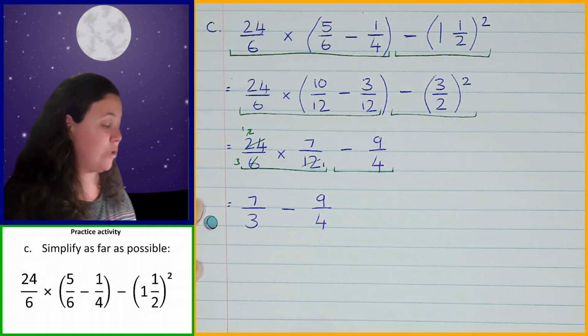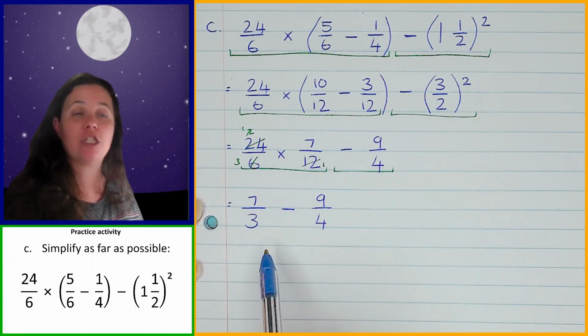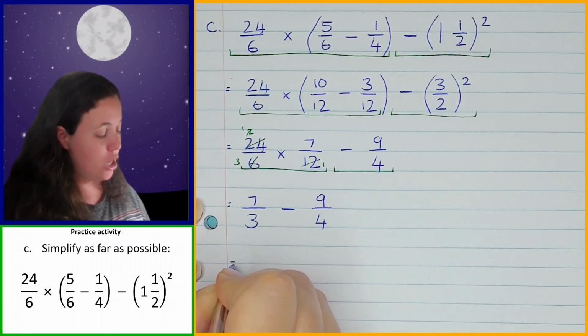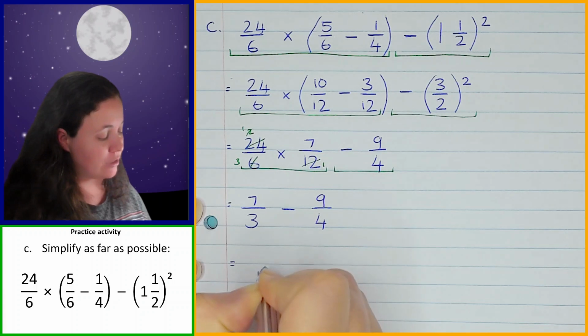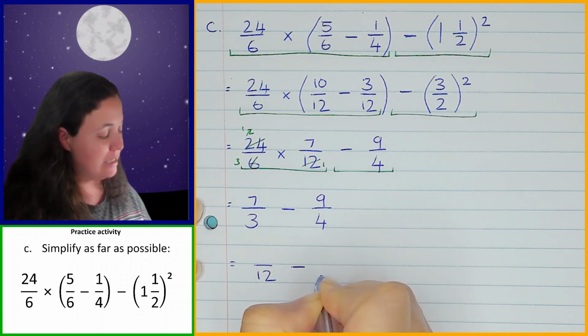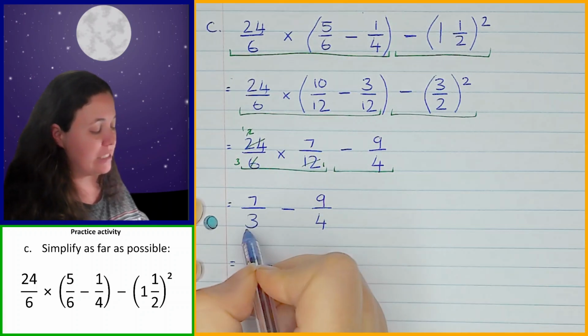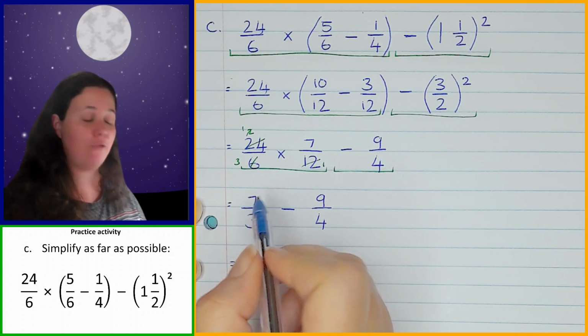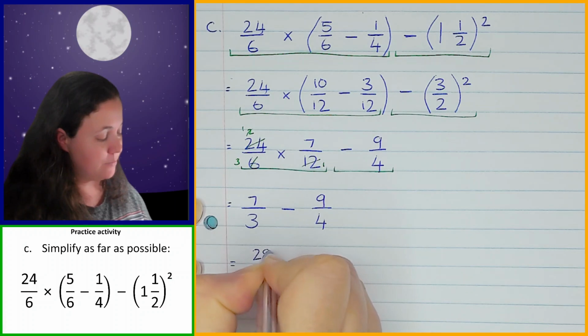Okay, so now that's the first term simplified, minus the second term isn't changing, and now I can do my subtraction. First thing I need to do for my subtraction is I need to find the LCD again. So 3 and 4 have an LCD of 12. So I've got something over 12 minus something over 12. Okay, so I need to multiply the 3 by 4 to get 12. I'm going to times 7 by 4 as well, and that gives me 28.